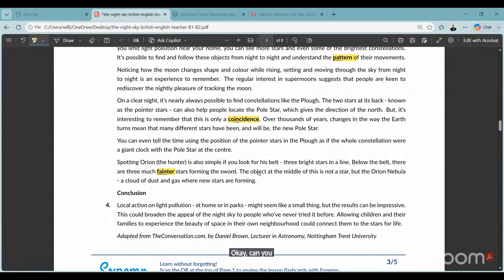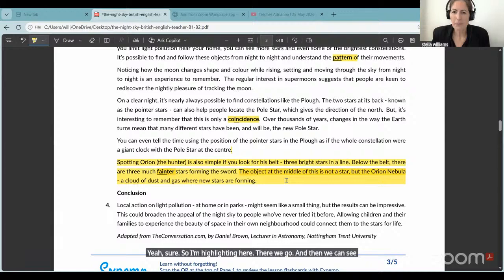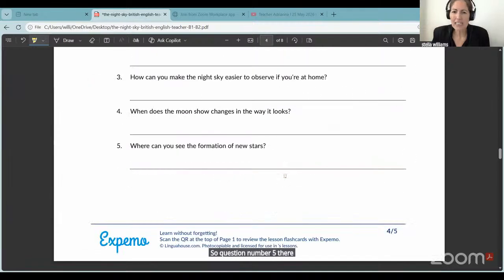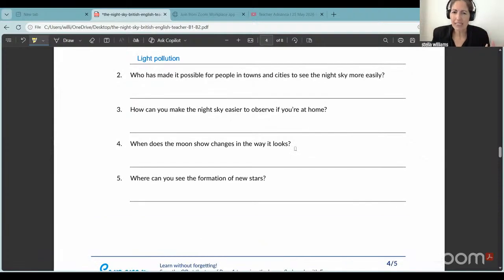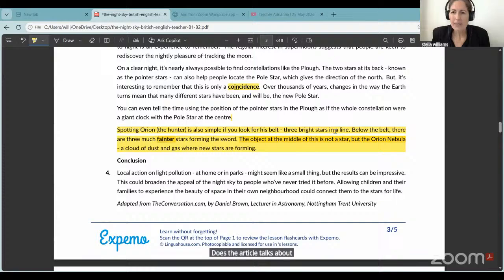Can you show the question again? Sure, I'm just highlighting here. There we go. So question number 5: where can you see the formation of new stars? New stars are forming. The article talks about it. If you look at that little article, the paragraph that I've highlighted.